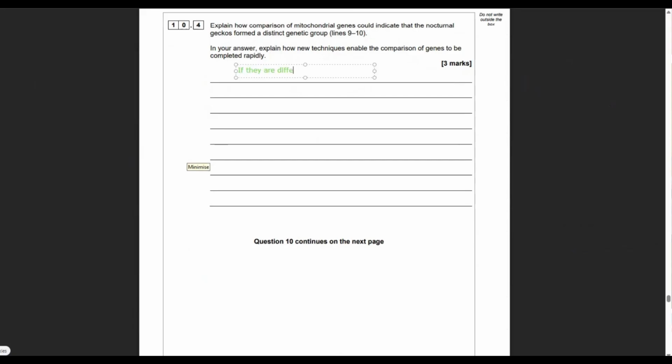Explain how new techniques, I mean modern techniques in the last 50 years, enable the comparison of genes to be completed rapidly. Pause the video, just list off the different genetic techniques you know about for analysis of genes.